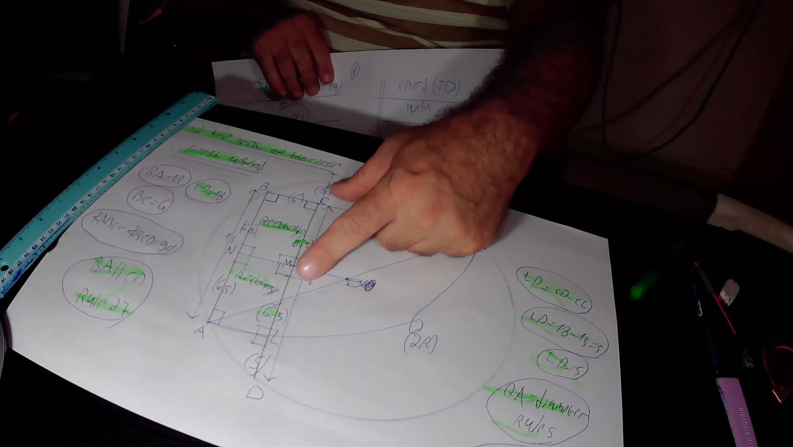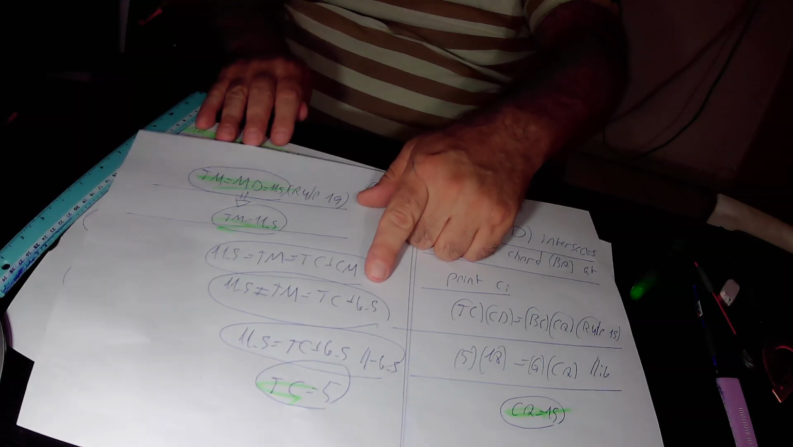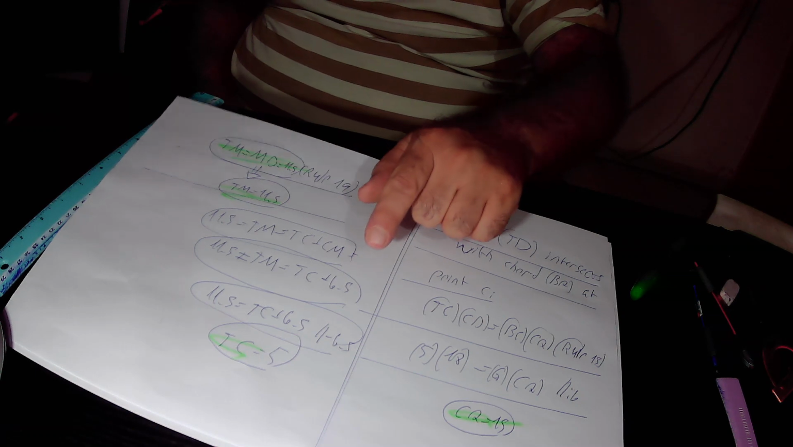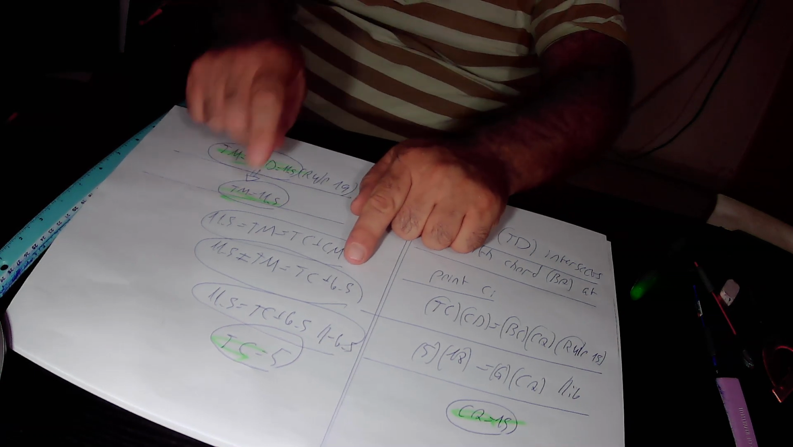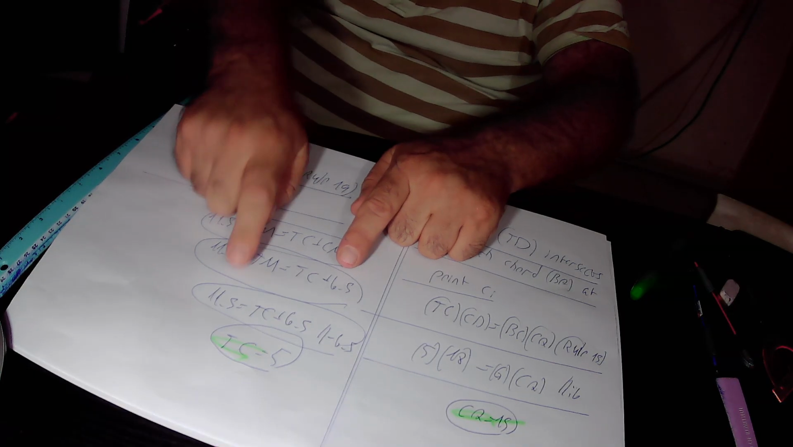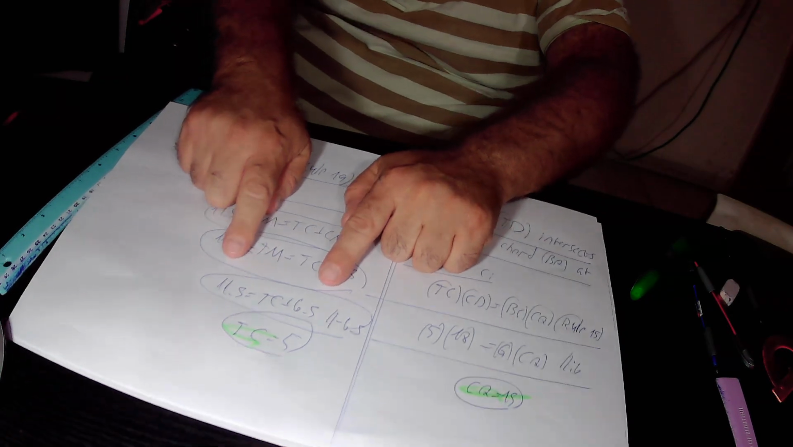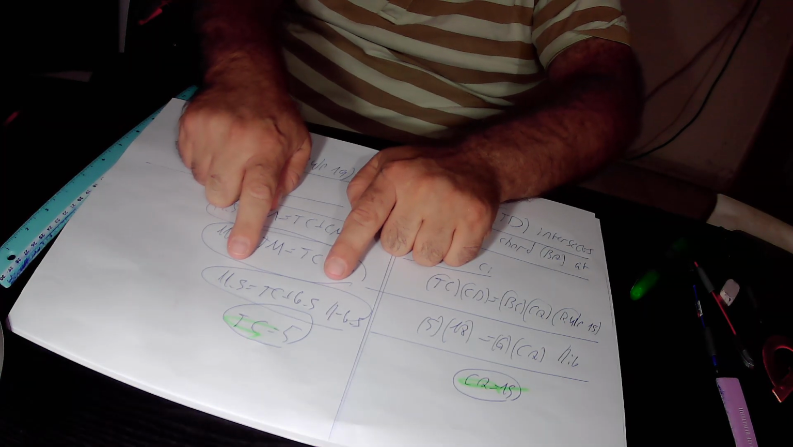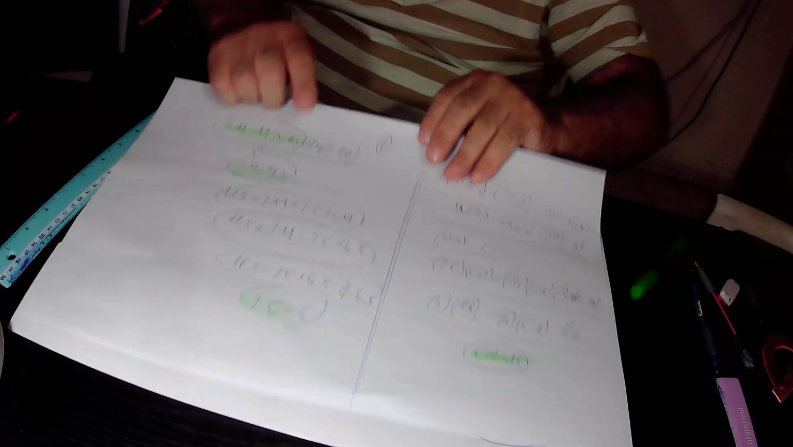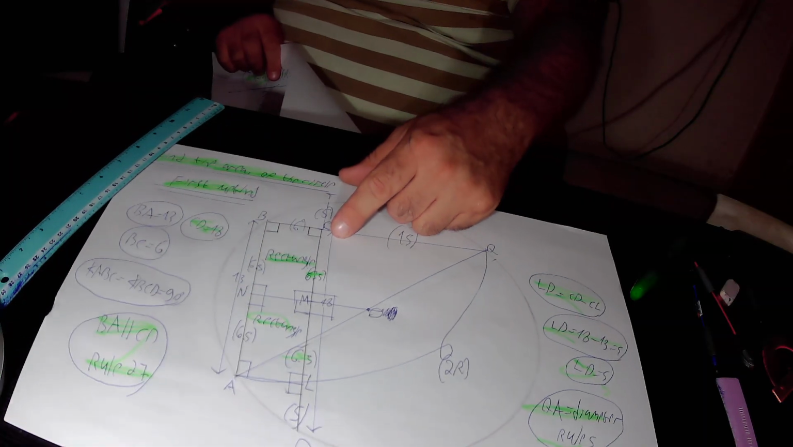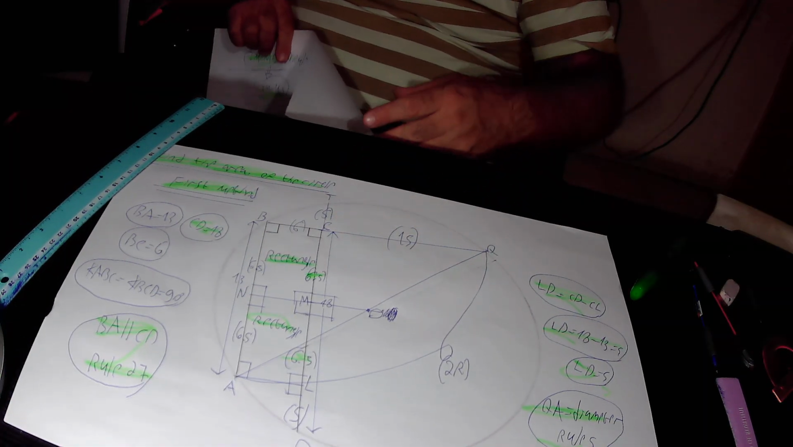But Cm is 6.5. So we substitute Cm by 6.5, and from this equation we derive that 11.5 equals Tc plus 6.5. Here we subtract 6.5 from both sides, and we find that Tc equals 11.5 minus 6.5, which is 5. So this is the missing segment Tc, equal to 5 units in its length.